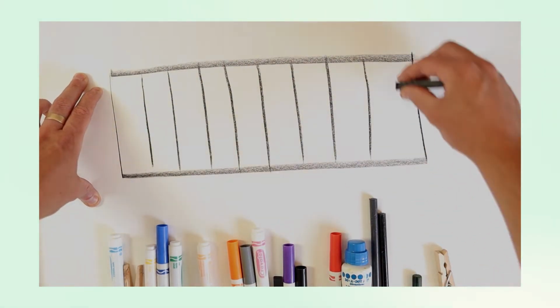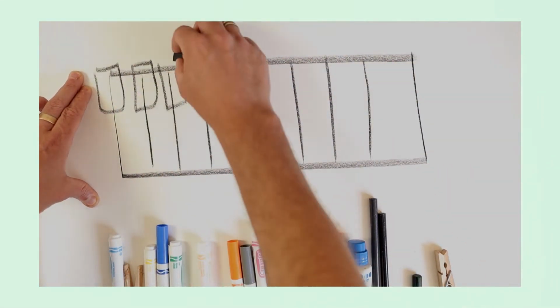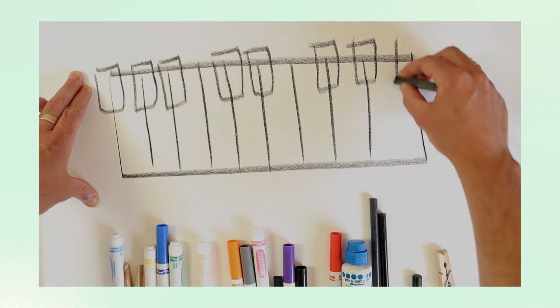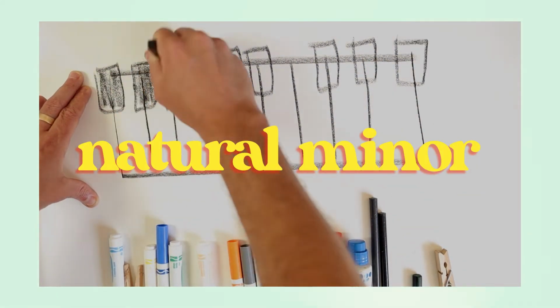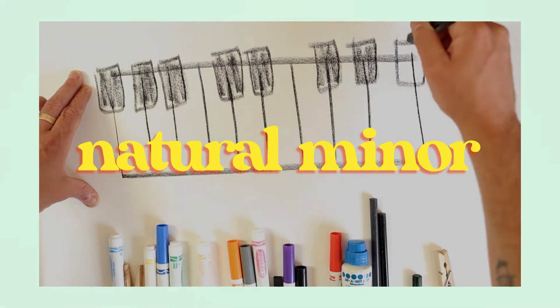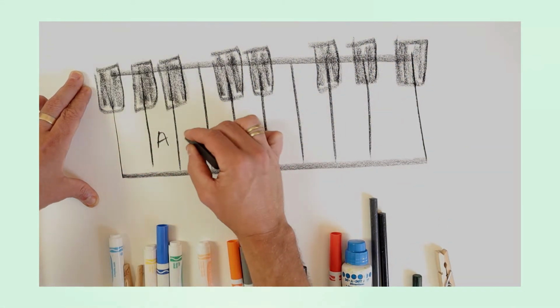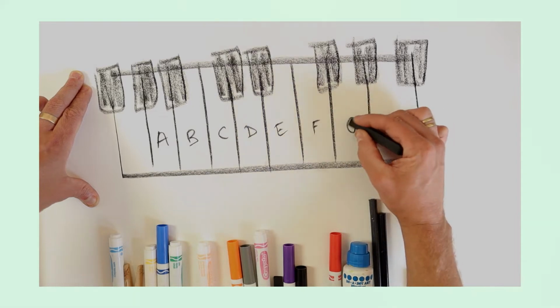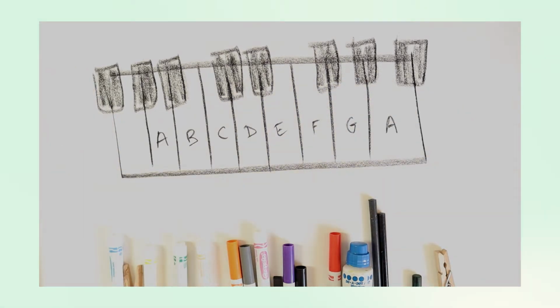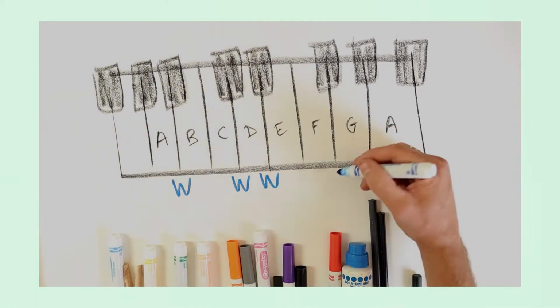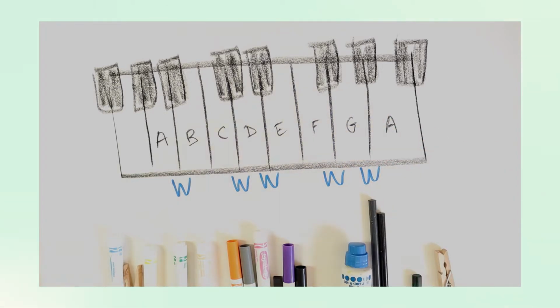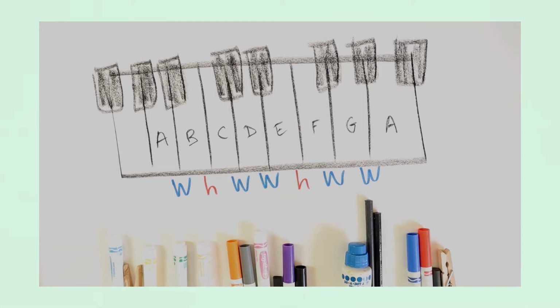So to make a minor scale, and keep in mind, this is for what we call the natural minor scale. There are other variations of the minor scale which will give us slightly different sounds, but for today we're talking about the natural minor scale. So we can start on any note on the piano. We can go a whole step, then a half step, then a whole step, then a whole step, then a half step, then a whole step, then a whole step, and we will get a minor scale. Whole, half, whole, whole, half, whole, whole. So let's see how it sounds.